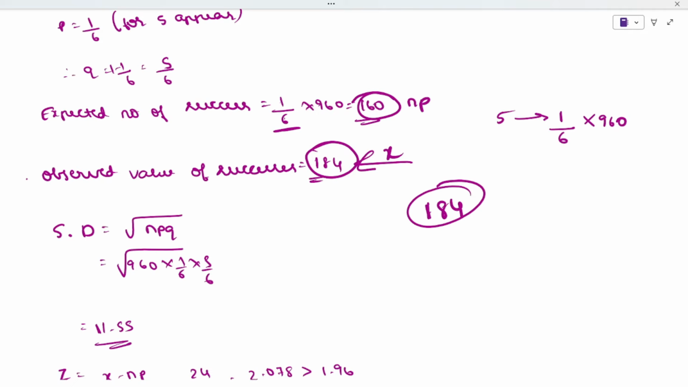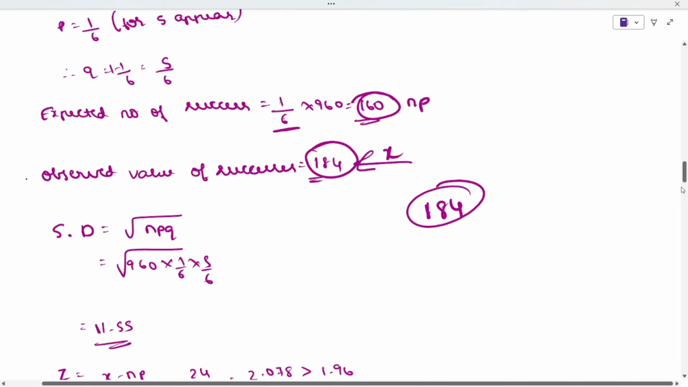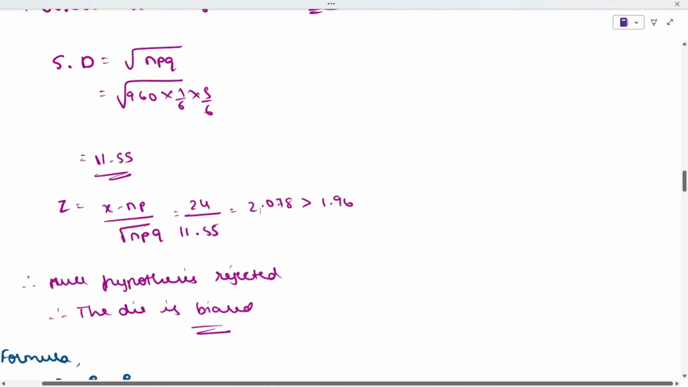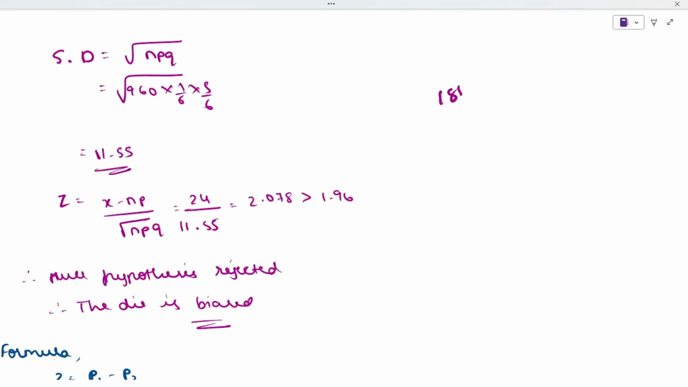You have to find out the value of both. Okay, now I hope you got it. If you still have doubts, you can let me know in the comment box. Now you will get it, that is 184 minus 160. You will get it as 24.